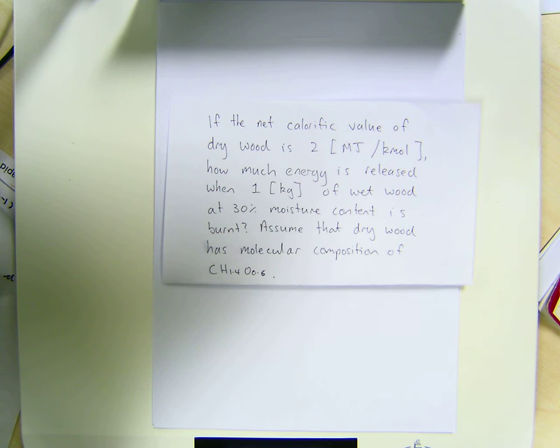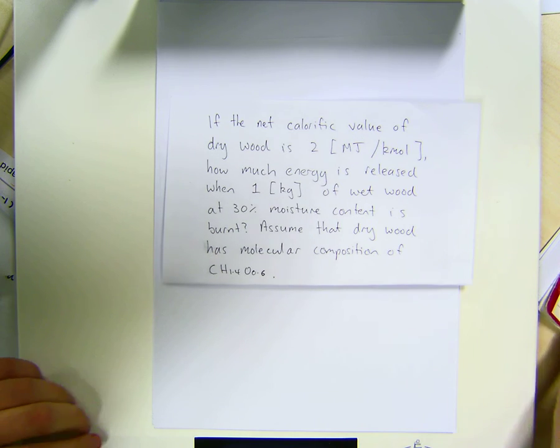So what we have here is a question which requires dimensional reasoning in order to figure out the solution. The question here is, if the net calorific value of dry wood is 2 megajoules per kilomole, how much energy is released when 1 kilogram of wet wood at 30% moisture content is burnt, assuming that the dry wood has a molecular composition of CH1.4O0.6.